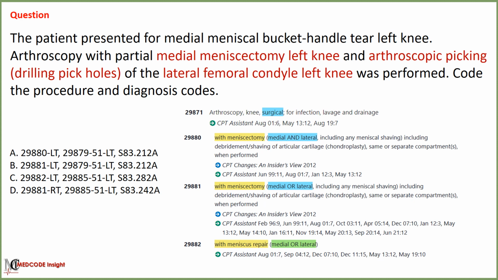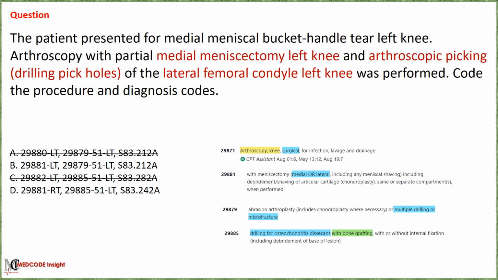In the given scenario, the medial meniscectomy was done along with arthroscopic pickling of the lateral femoral condyle, left knee. As only medial meniscectomy was done, we will first eliminate option A with code 29880 used in case of both medial and lateral meniscectomy. We will also eliminate option C with code 29882 used for medial and lateral meniscus repair.